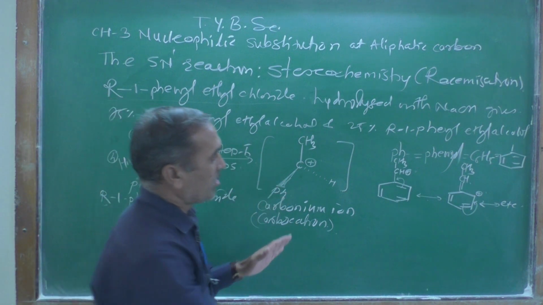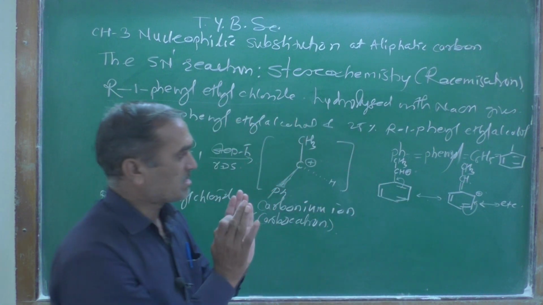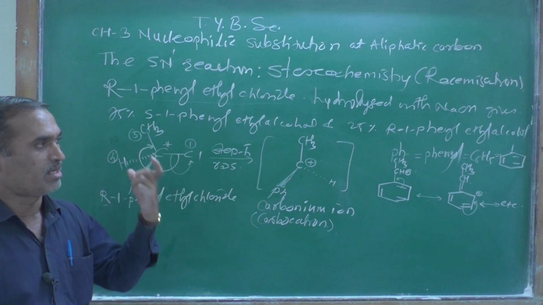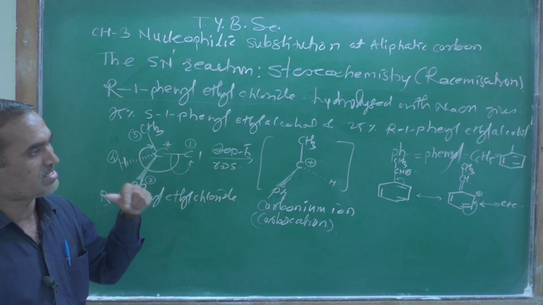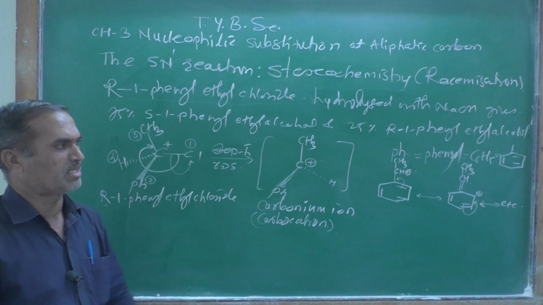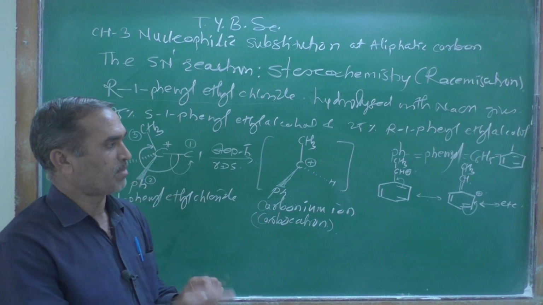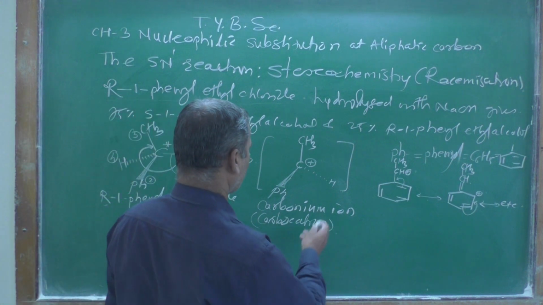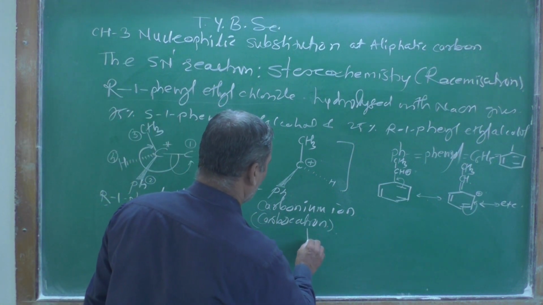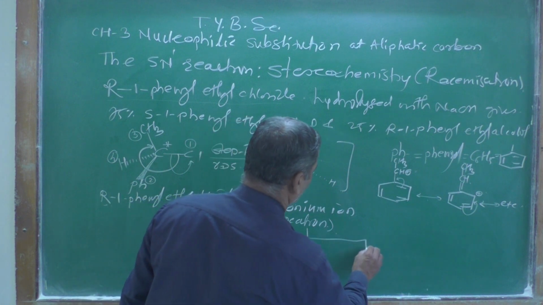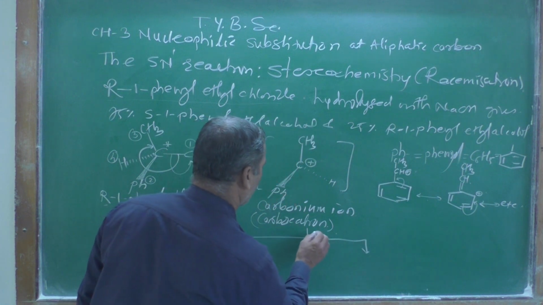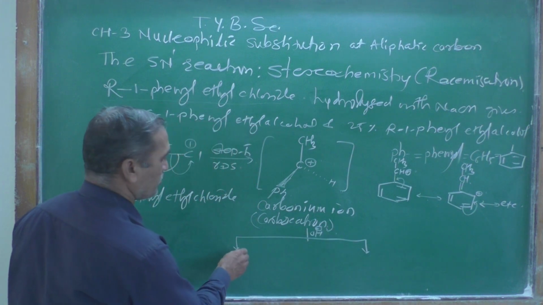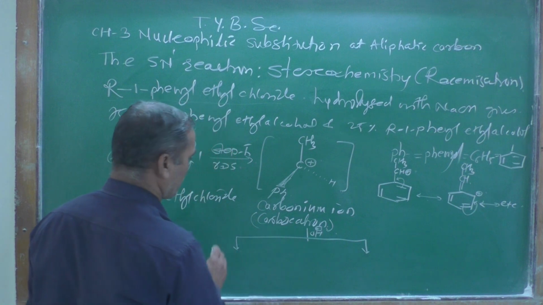Now this carbocation is highly stabilized because it is a benzylic carbocation, and therefore we can call it an allylic type of carbocation. It is well stabilized due to resonance, therefore it is highly stable. Now there is an attack of a nucleophile here. When the attack of the nucleophile OH minus occurs, it attacks from the front side as well as the back side.